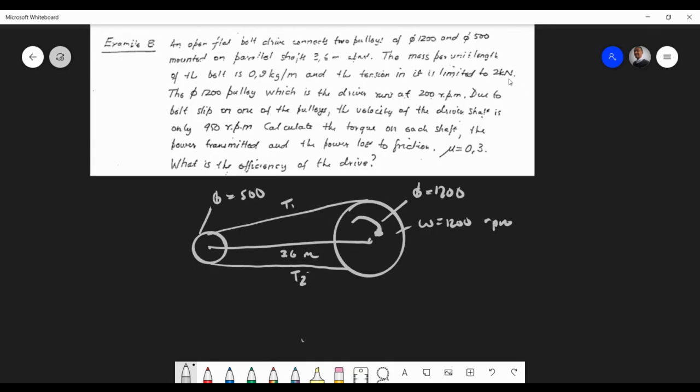Anyway, this is the main part of the question here. So it says, carry on. The mass per unit length of the belt is 0.9 kilograms per meter, and the tension is limited to 2 kilonewtons. They're saying the 1,200 pulley, which is the driver, runs at 1,200 revs. Sorry, that's an actual mistake. Due to slip, very important.